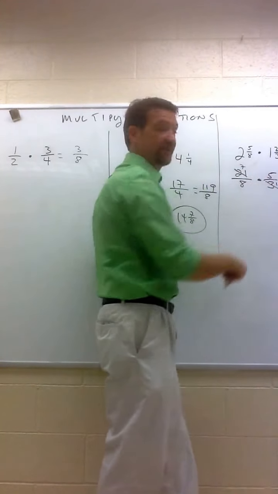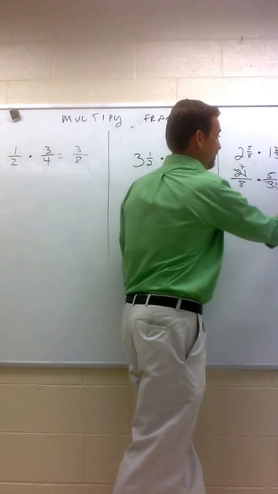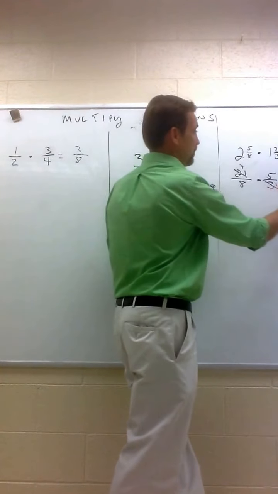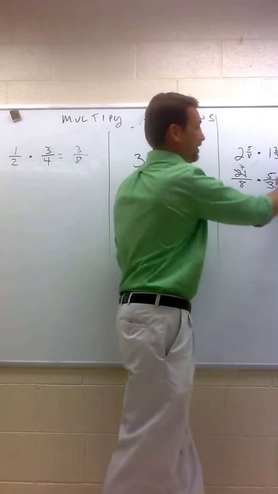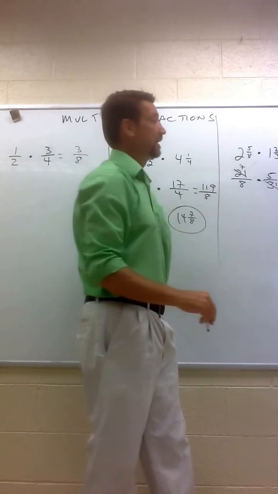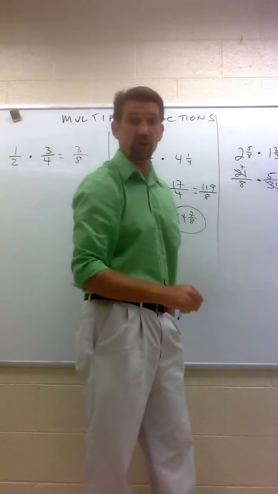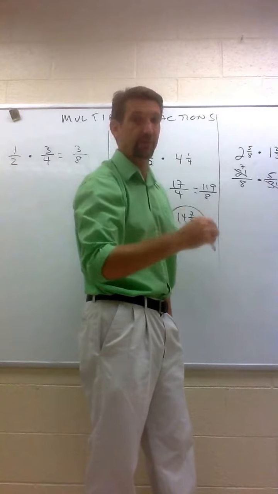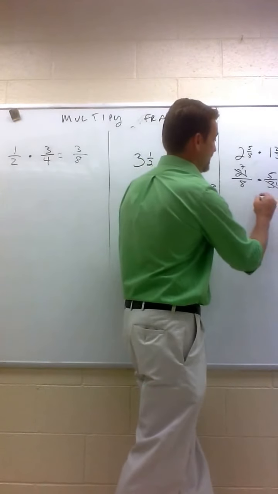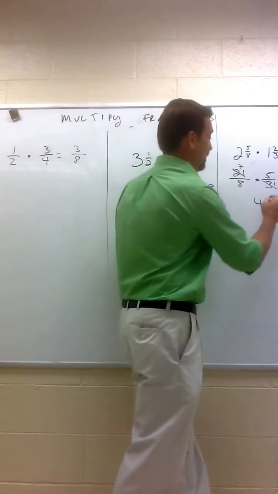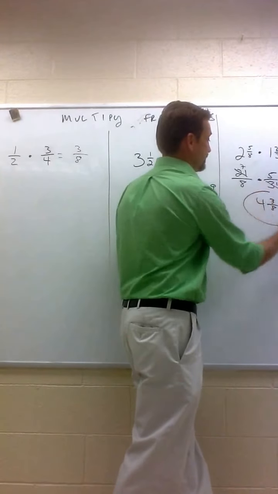So we multiply 7 times 5 gives us 35. 8 times 1 is 8. So we have 35/8. Okay, 8 goes into 35 4 times. That would be 32. We would have 3 left over. So we can say that our final answer is going to be 4 and 3/8.